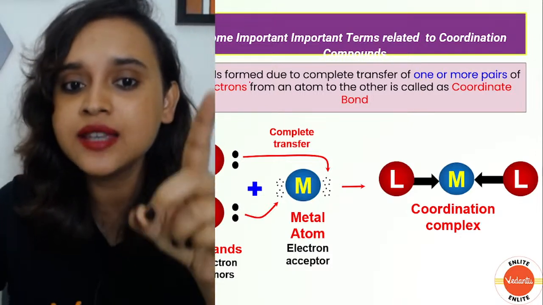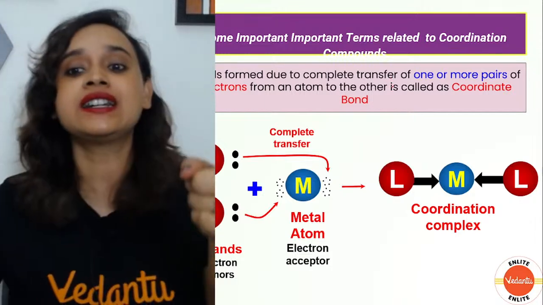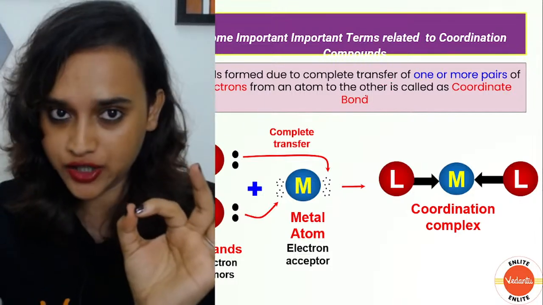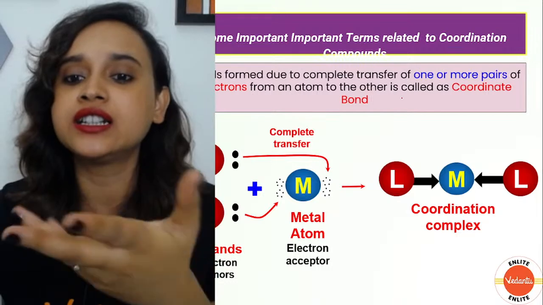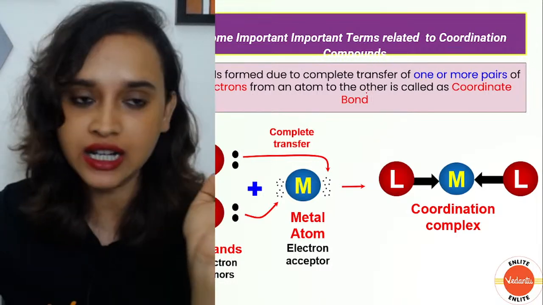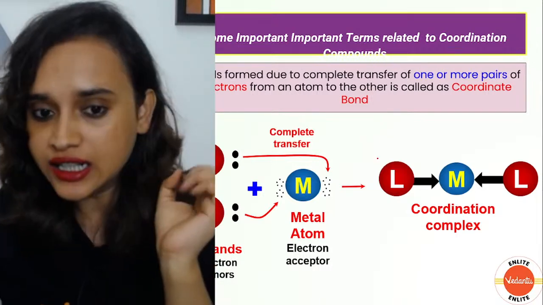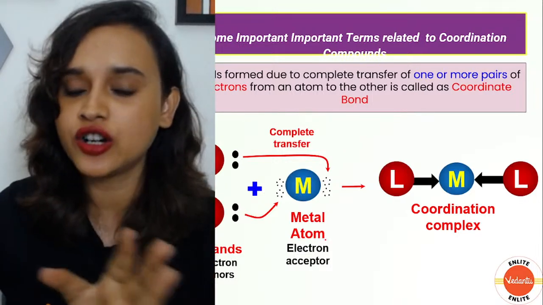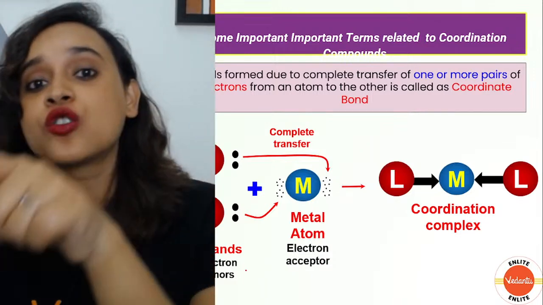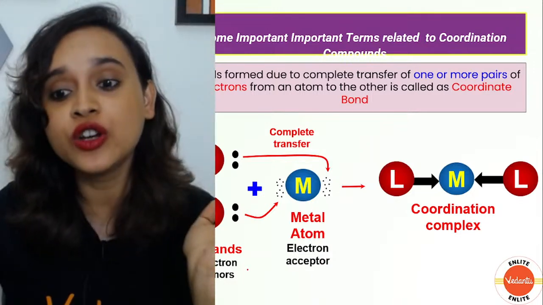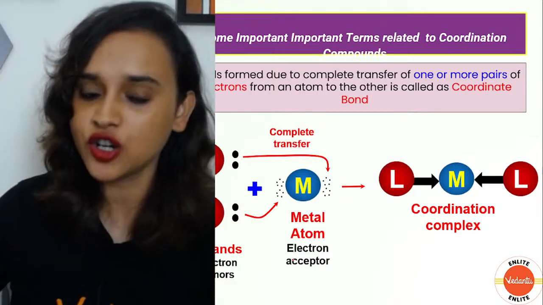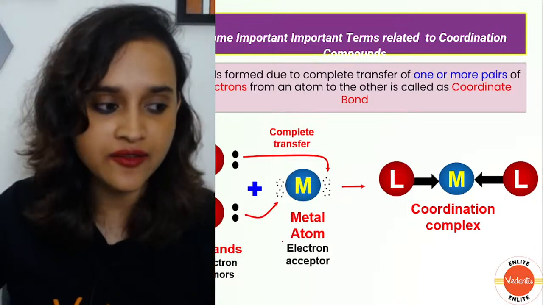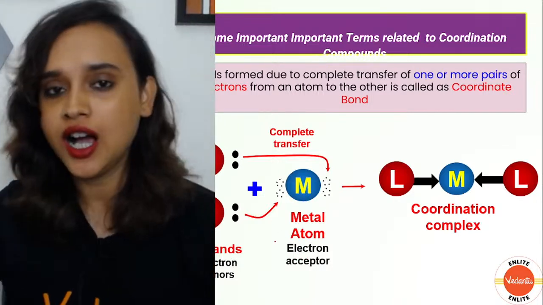So once again, see, the bond formed due to complete transfer of one or more pairs of electrons from one atom to the other is called a coordinate bond, right? I have already cleared this out, isn't it? So there is a metal atom, which is the electron acceptor, and there are ligands which are going to donate. Is this clear, everyone? Amazing. All right.